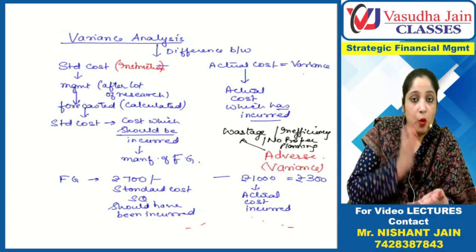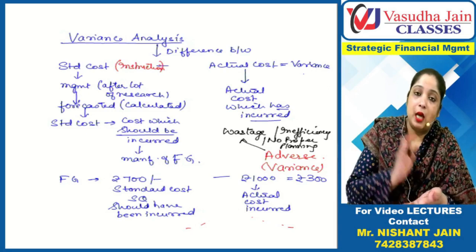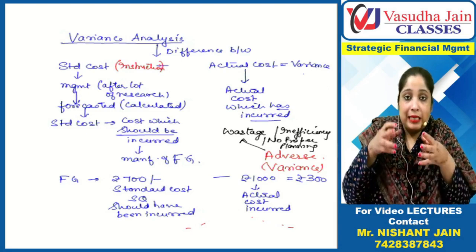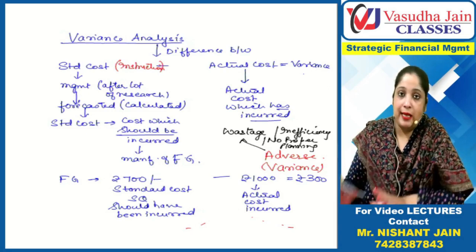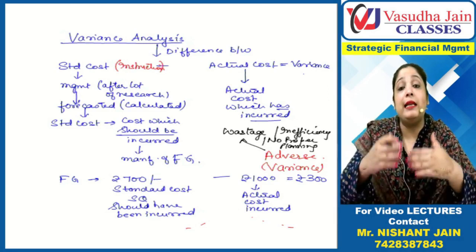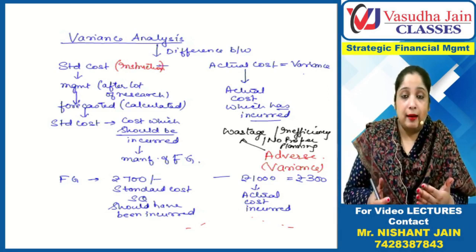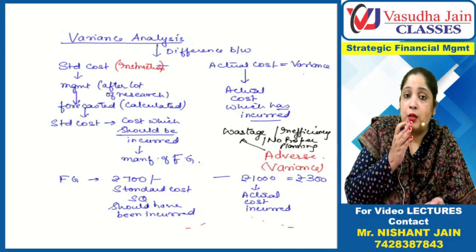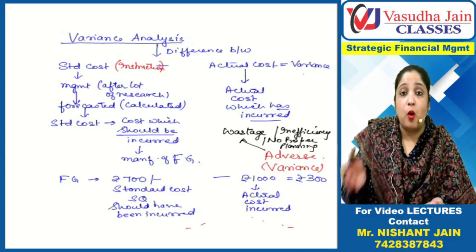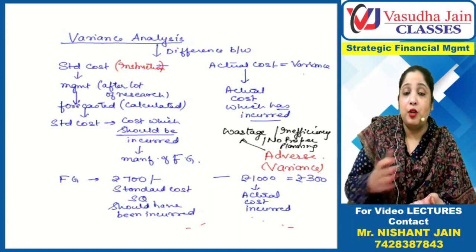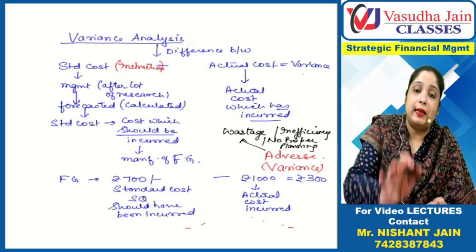You were told to spend 700, but you are spending 1000. So just to investigate, now we know variance is 300 rupees. What is variance analysis? To investigate why instead of 700, 1000 is spent. What are the reasons behind this origination of variance is called variance analysis.